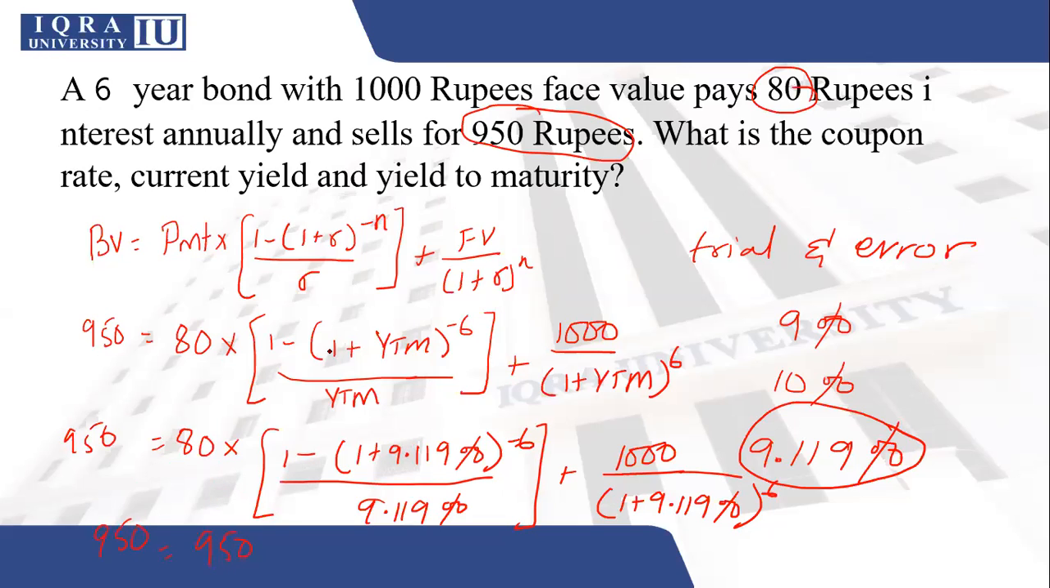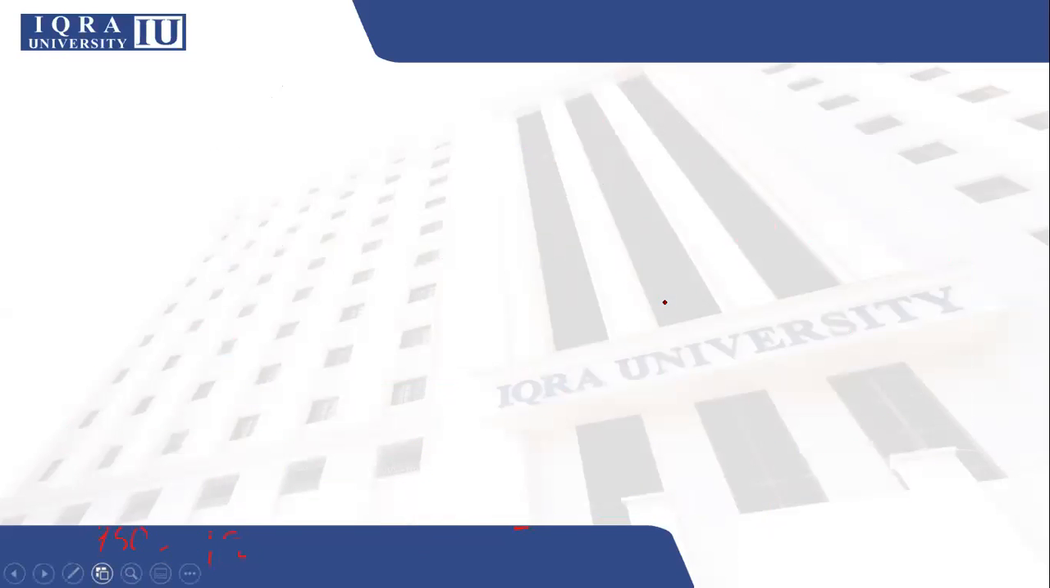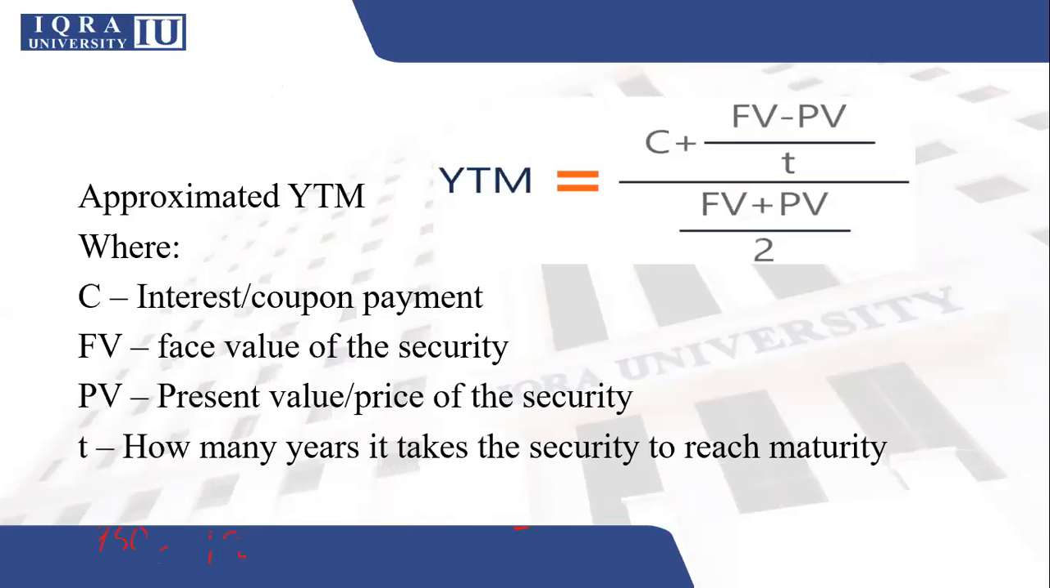So basically, this is what you're supposed to do in the trial and error. It is a very long and tedious approach. How are you going to figure out by plugging in different rates what is going to be the exact rate? So instead of this, we do have another methodology, which is your approximation technique. So this is your approximation formula. You can use this to get an approximate YTM. The word approximate is used over here, so you will not get the exact answer, but yes, you will get a close enough answer if you use this formula.